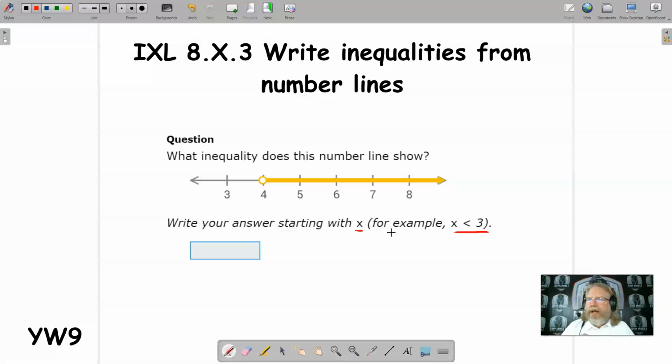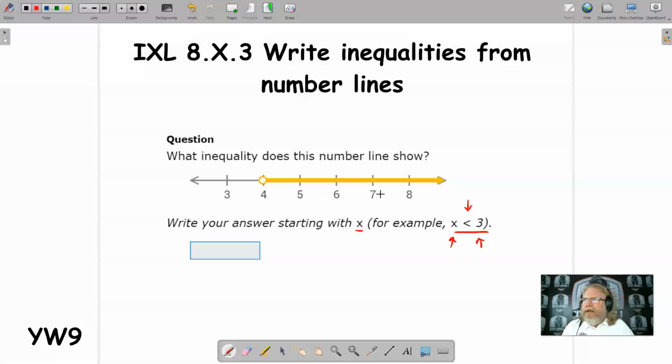So let's go ahead and consider that we have the variable first. Then after the variable comes the inequality symbol: less than, greater than, less than or equal to, or greater than or equal to. Those are the 4 symbols we can use. And then followed by a number. And that number happens to be the point that's on the line that we're going to see on the graph.